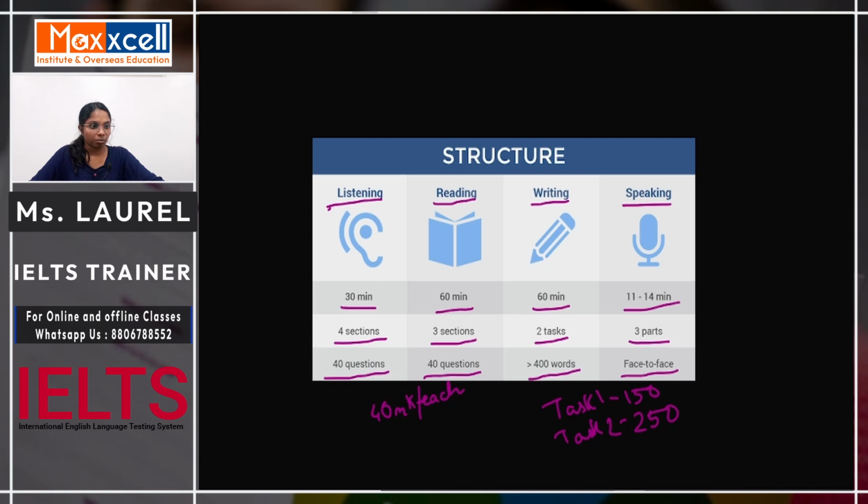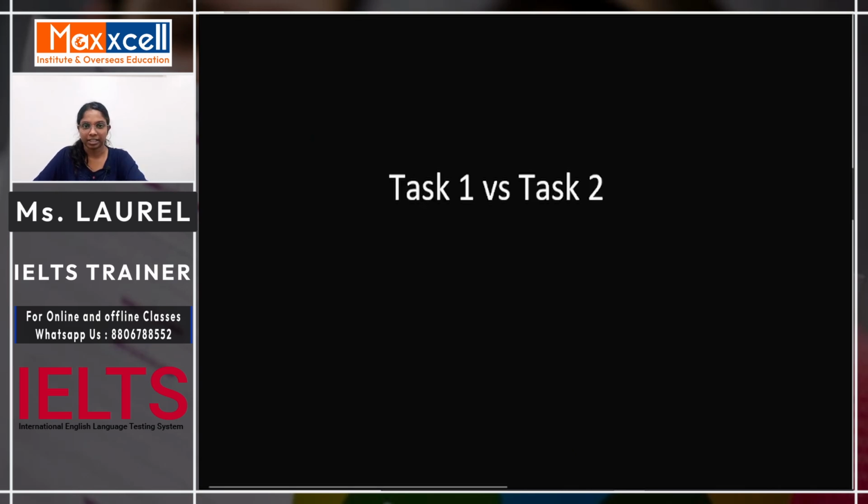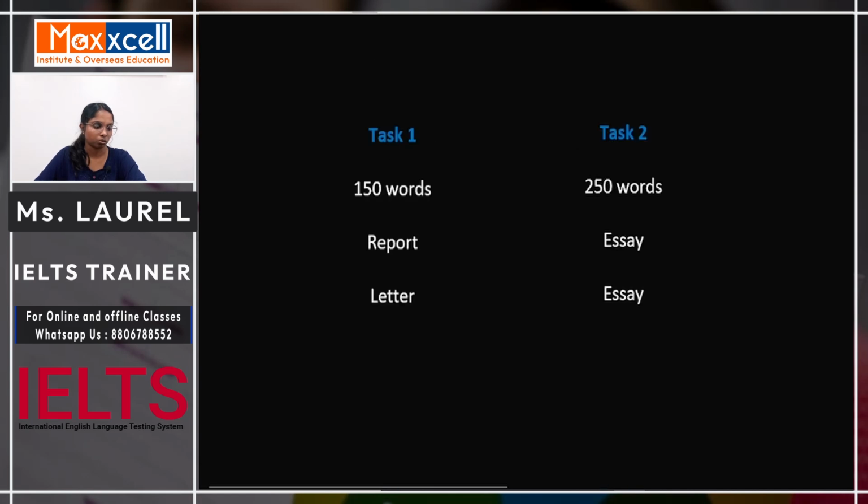Okay. Moving on, let us understand how task 1 and task 2 differ from each other. First, we have task 1. Now, task 1 is a report or a letter. Now, how is this decided? If you are answering IELTS Academic, then you have a report. If you are answering IELTS General, then you have a letter. The word limit for task 1 is around 150 words.